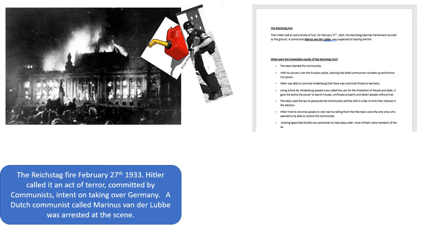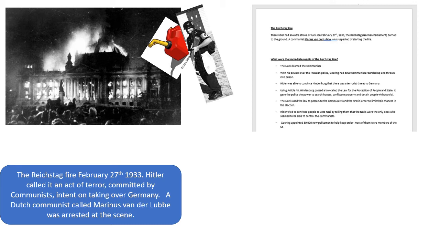And Hitler also tried to convince people to vote Nazi by telling them that the Nazis were the only ones who seemed able to control the communists. So Hitler tried to widen his appeal and say to the German people in March 1933, we're under terrorist attack from the communists, they burnt down our Reichstag. The only way you can secure Germany's future is lend your vote to the Nazis. Give me your vote and we will sort out this terrorist threat.